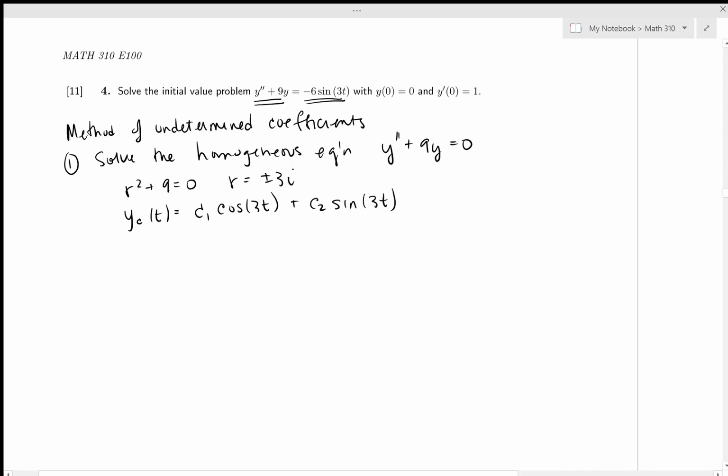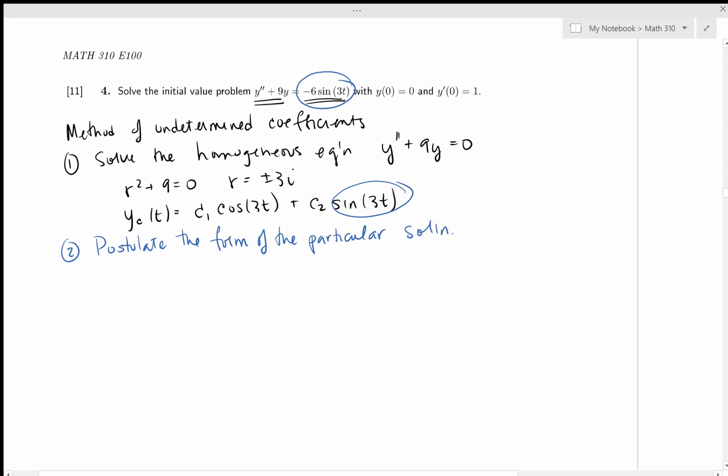Okay, right at this point the alarm bells should go off, because you see that the forcing function here, sine 3t, is already represented as part of the complementary solution. So we have to be careful when we choose the form of the particular solution. So what I do is I postulate the form of the particular solution with that in mind.